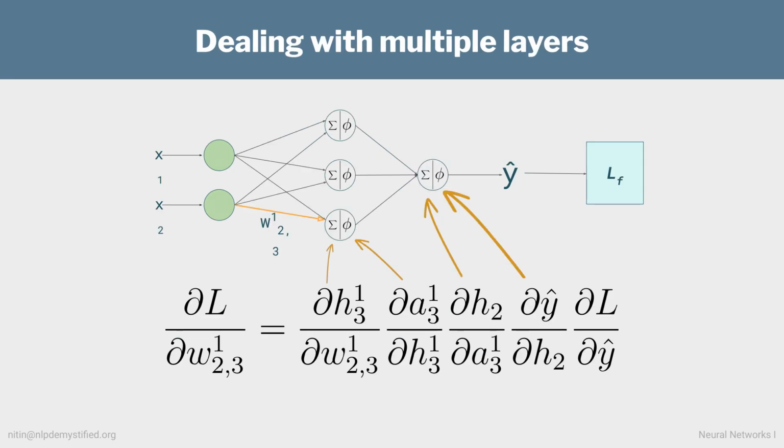Now, what if we have multiple layers? Here we have a 2-layer network, and let's say we want to update a weight in the first layer. In this case, the weight going from the last unit in the input layer to the last unit in the hidden layer. What we went through generalizes here as well. This time it's just a matter of calculating and multiplying a longer derivative chain. We're going to tackle this scenario in the demo.